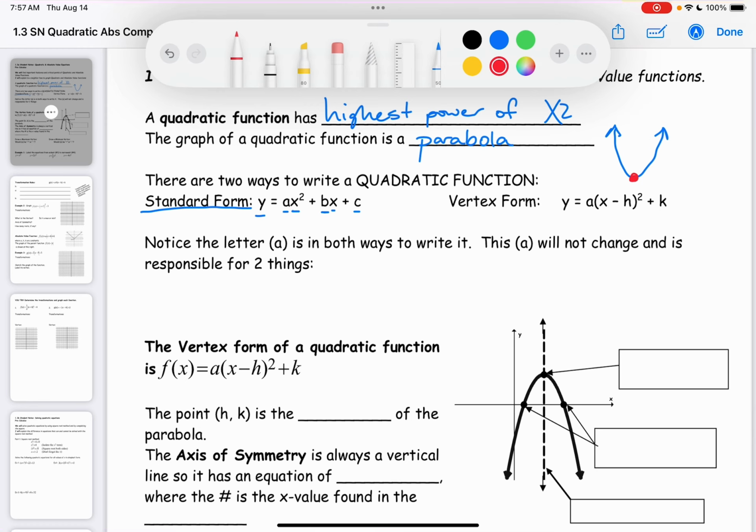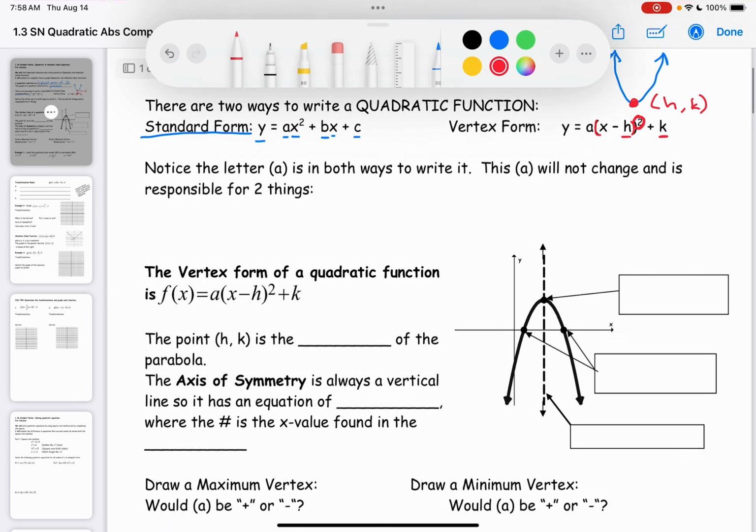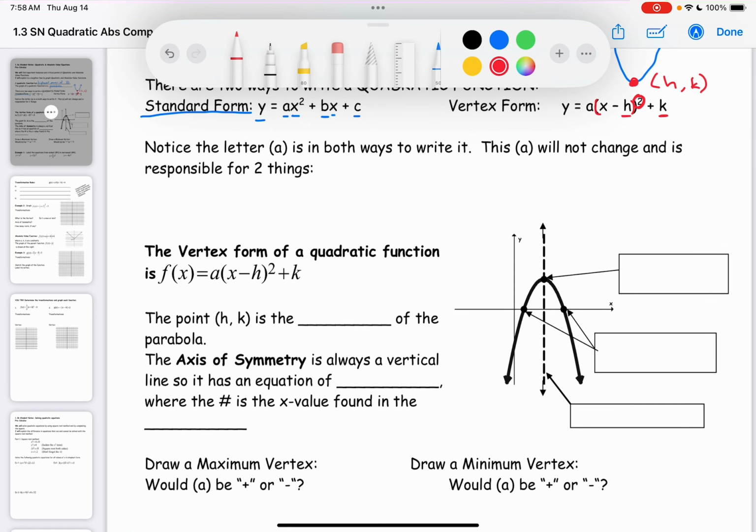So we have this turning point. If we were to graph it, it has some coordinates h and k, and that's where these two letters come in. You can see the vertex form here: y equals a times (x minus h) squared. Whatever is in these parentheses will end up being squared, and then we add k. There is a letter A in both of these. You can see it right here, and you can see it right here.